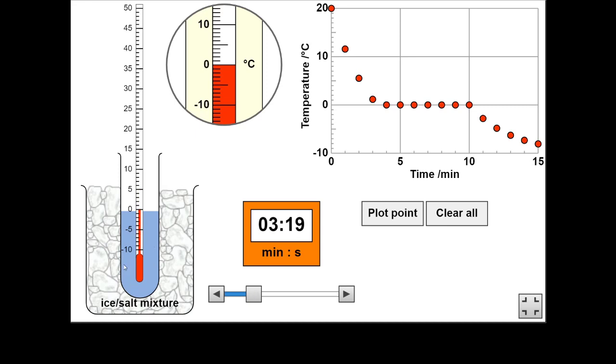Now, if we look at the liquid itself, you see that while the temperature has stopped falling, something else is happening to the liquid. The liquid is changing colour. It's a little bit of a funny part of the simulation, but it is freezing. It is turning from a liquid into a solid, and during that time period, the temperature is not changing. Once it has fully turned into a solid, once it's fully frozen, turned into ice, the temperature starts falling again.